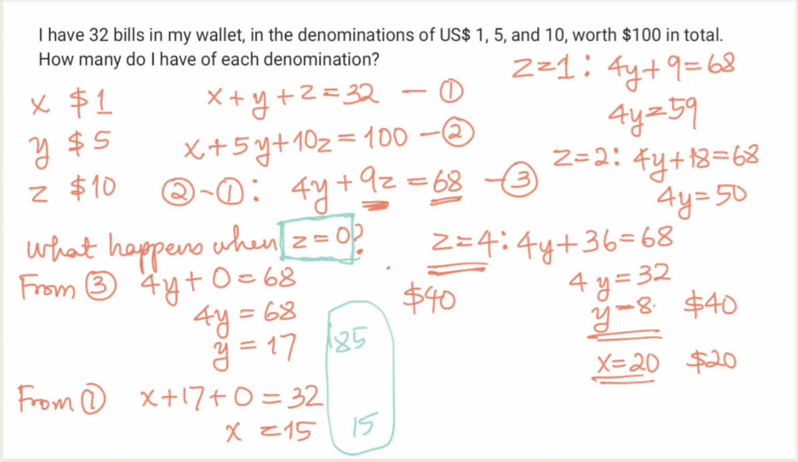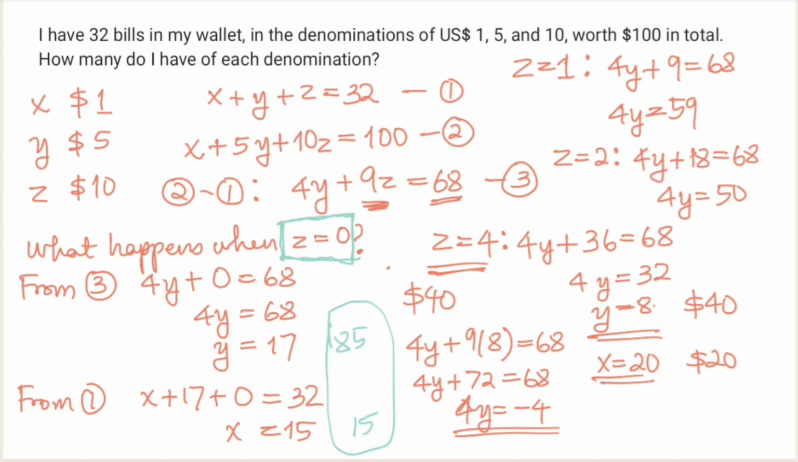Z equals 8. That's 72. That one is completely out because we are using z equals 8. So let me just write it out. 4y plus 9 times 8, 72, equals 68. This gives 4y equals 68 minus 72, which is minus 4. So this one is completely out because we cannot get a negative number. And we cannot use z equals 9 or z equals 10 because that'll give us even more negative numbers.